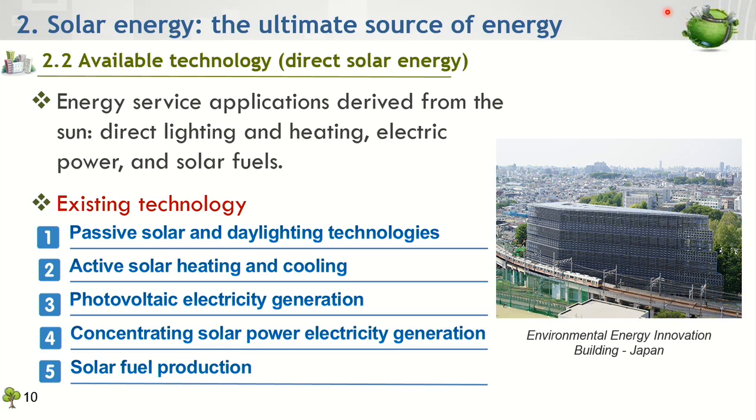Then step by step, we became capable of converting sunlight or solar thermal energy into different forms of energy through various technological options. And currently, a wide range of technologies are available to convert sun energy into various forms of energy service and application. Those technology options include passive solar and daylighting technology, active solar heating and cooling, photovoltaic electricity generation, concentrating solar power electricity generation, and solar fuel production. So we will discuss these options one by one in the next several slides.